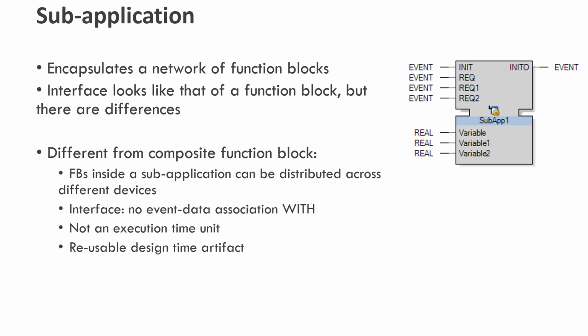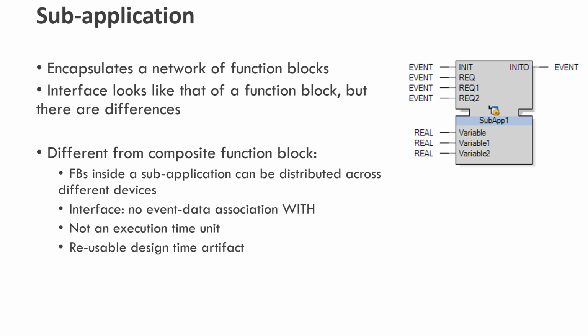So there are event inputs and event outputs, there are data inputs and data outputs, and you can create a type of a sub-application and store it in the library and then instantiate the sub-application many times. But you don't have event data association, which means that there are no vertical lines connecting event inputs with data inputs and event outputs with data outputs.